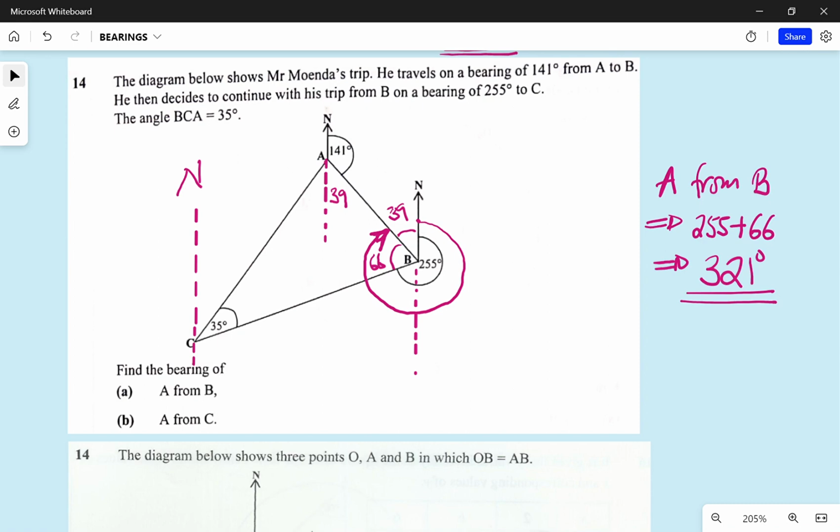The other one is A from C, from the north of C to the arm of A. Meaning A from C, we are looking at this bearing there. That is what we are looking for. That is our A from C. So for me to find this bearing here, I know by alternate angles that this angle here, let's check it out.